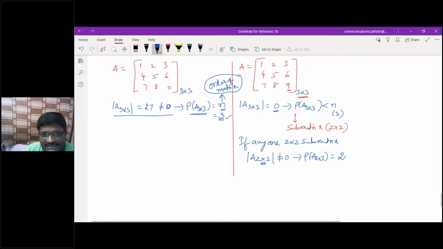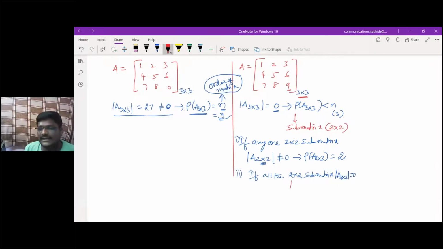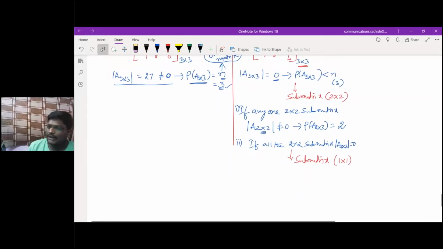So this is case 1 in that first point. Then next, case 2: if all the 2 by 2 submatrix determinants are 0, then again I need to do it with one more submatrix, which is nothing but 1 by 1 only, right? Am I correct or wrong? Are you able to follow me? Yes, sir. Only 1 by 1 submatrix will be there.